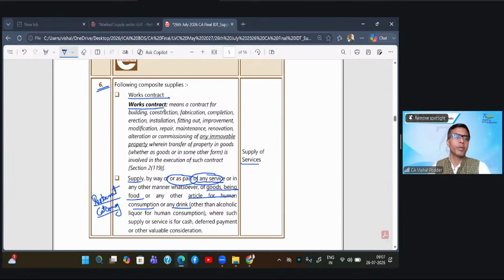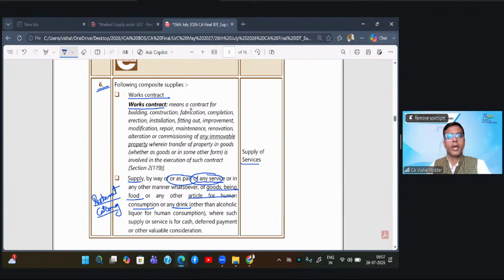So these two things will always be deemed to be a supply of service, even though they cover or include a component of goods. In some cases, the goods component may be higher. Still, they are saying we will deem it as a supply of service. Now, how is a works contract defined under the GST law?